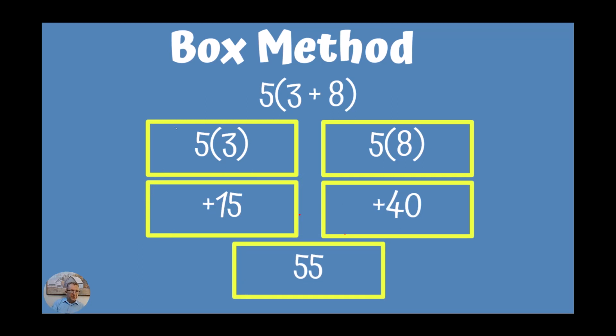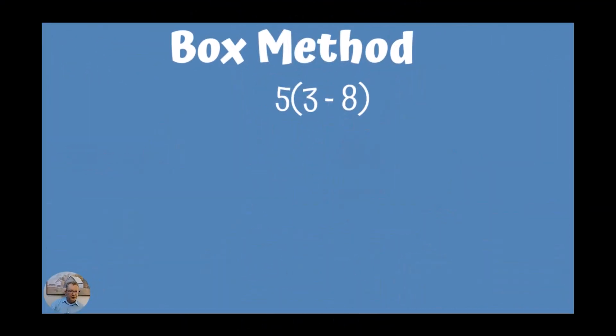So with the box method, you draw a box. Just a recap here: in this box, get your 5 times 3. In this box, get your 5 times 8. You multiply, and then you combine what's ever down here, which in this case is 55. Next one, if you have 5 times 3, so we want some boxes.